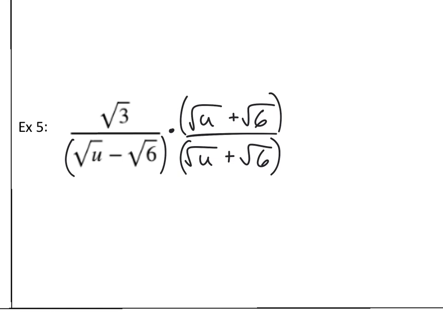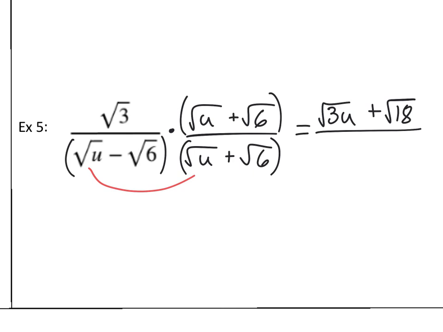On top, square root of 3 times square root of u. Good. Square root of 3 times square root of 6. Good. Square root of u, hold on bottom. Square root of u times square root of u. Negative square root of 6 times square root of 6. Good.